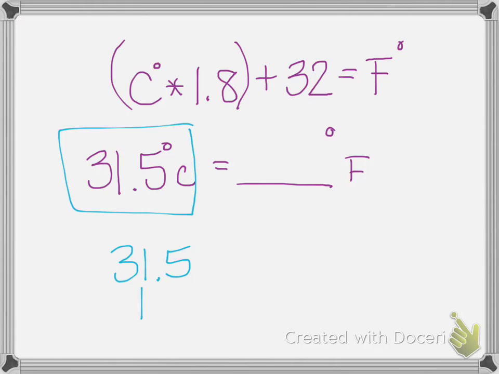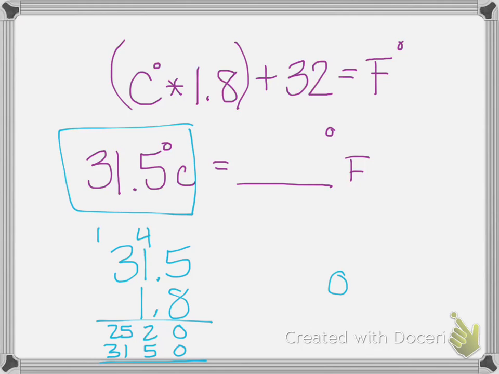31.5 times 1.8. 8 times 5 is 40. 8 times 1 is 8, plus 4 is 12. 8 times 3 is 24, plus 1, 25. Now we move on to our 1. Since it's in the tens place, we have to put a 0 in our ones place. 1 times 5 is 5. 1 times 1 is 1. 1 times 3 is 3. And then we add them together.